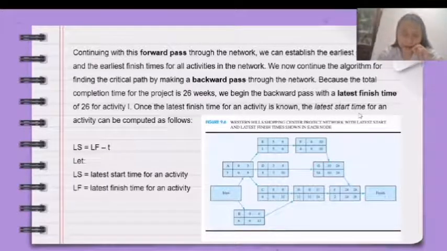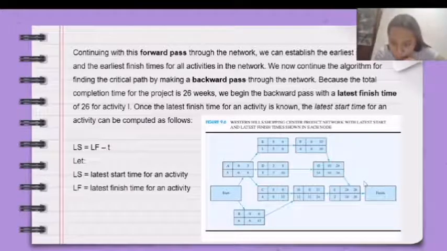To compute the latest start time, we must use this formula: LS = LF - T. Let LS be the latest start time for an activity, LF the latest finish time for an activity, and T the activity time. So the total completion time for the project is 26 weeks.